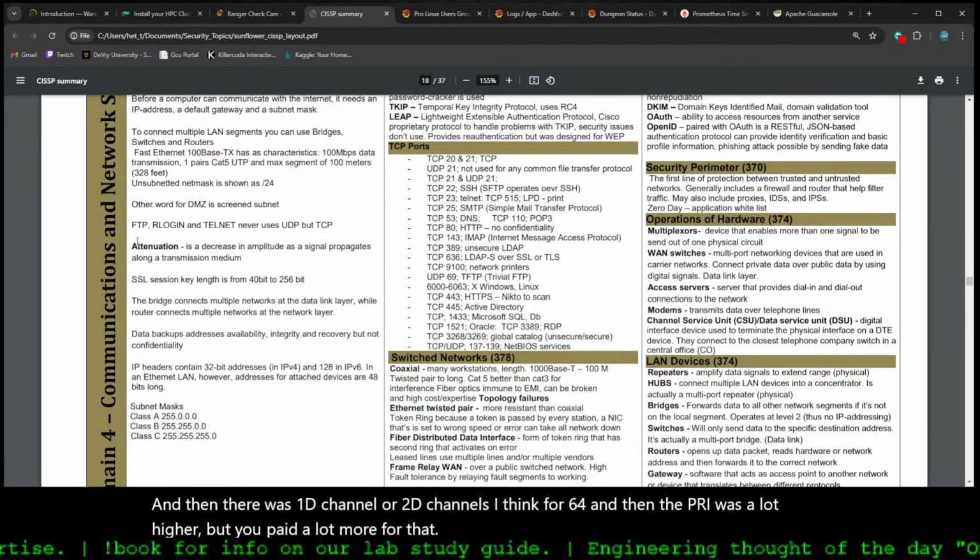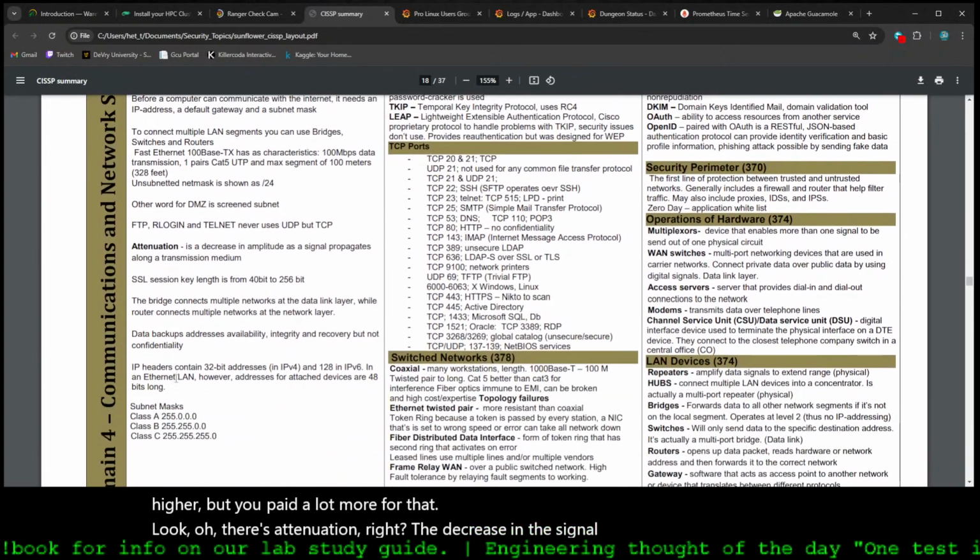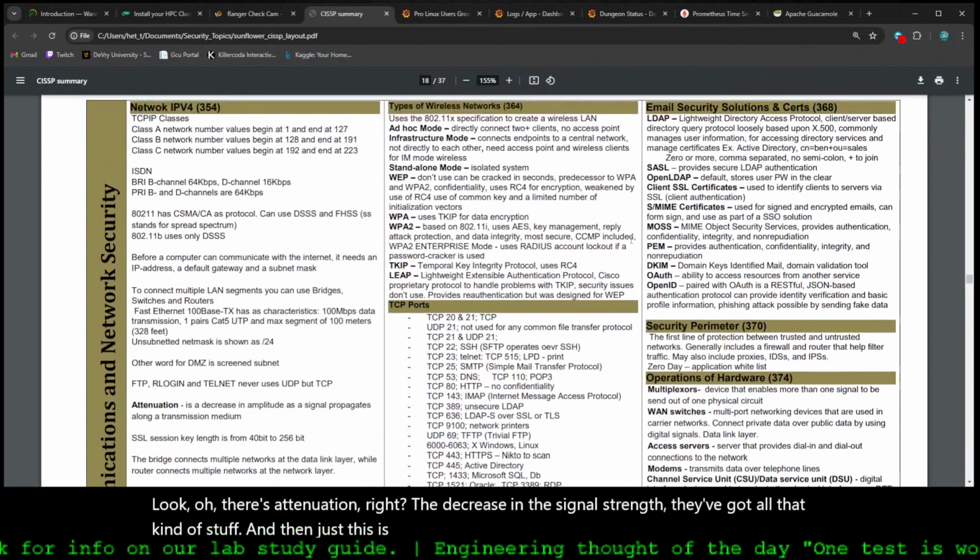Look, there's attenuation, right? The decrease in the signal strength. They've got all that kind of stuff. And then this is just information that you need to know.